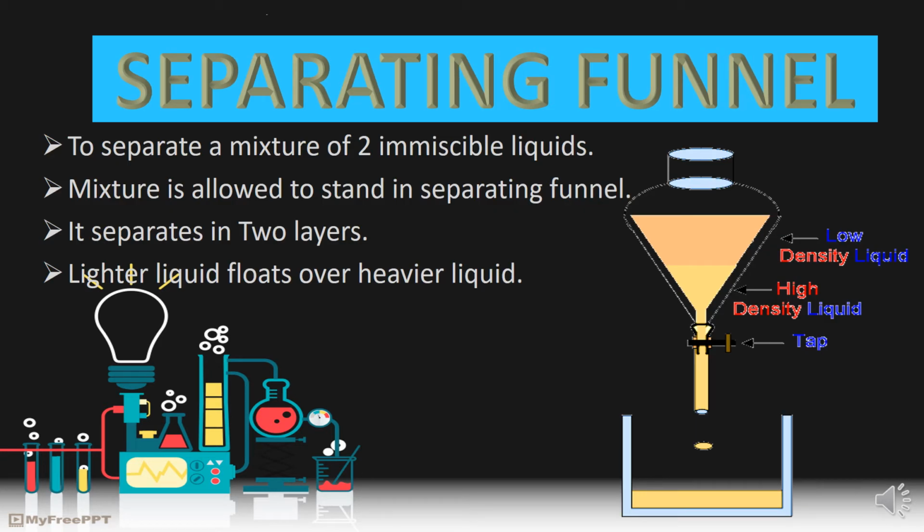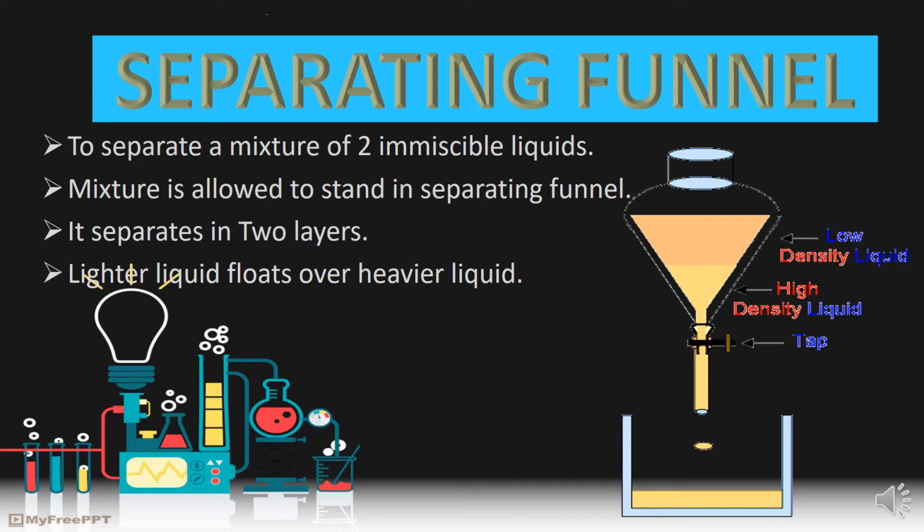Next is to separate a mixture of 2 immiscible liquids. As we know, immiscible liquids are liquids which do not get mixed with each other, and when liquids do not mix, they will automatically separate out in 2 layers on the basis of densities. For example, when you mix oil and water together, the oil starts floating over water as these 2 liquids are immiscible in nature.